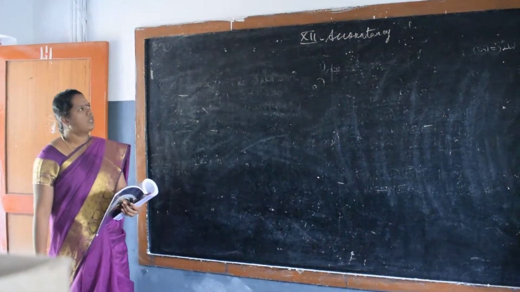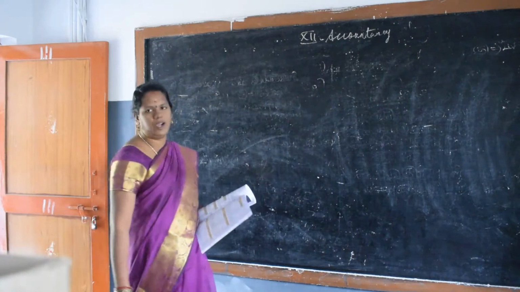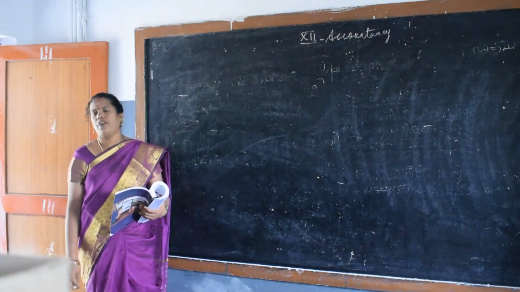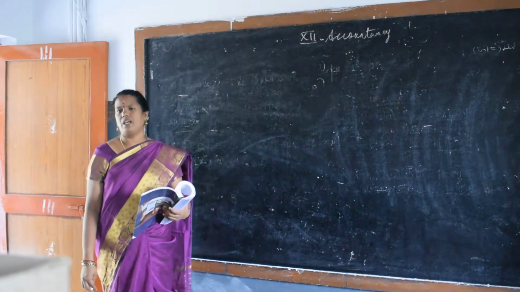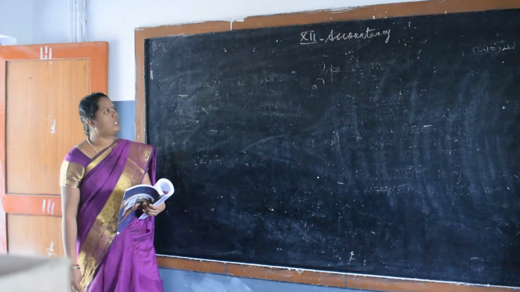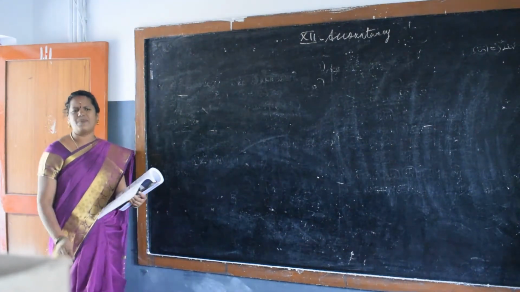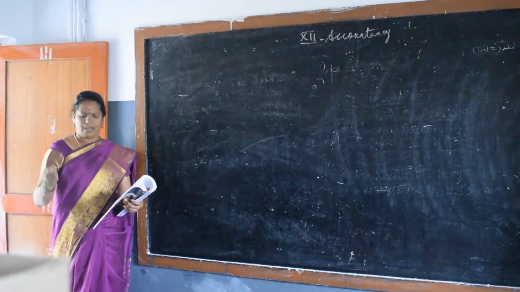Good morning, children. Today's session we are going to deal with 12th accountancy. Last class we dealt with the comparative statement and the common size statement. Now we are moving on to the 11th problem. It depends upon two different companies.